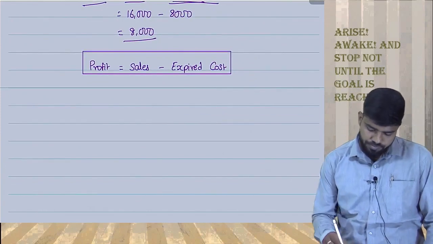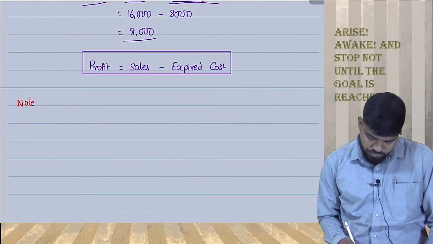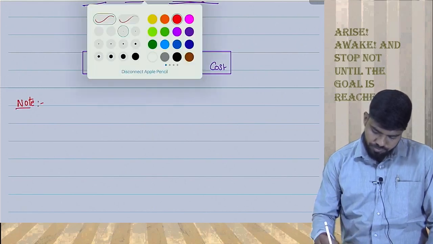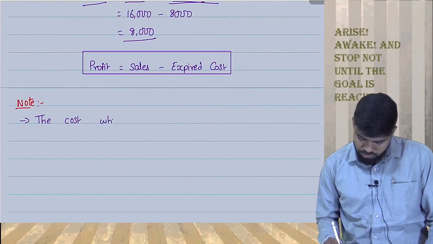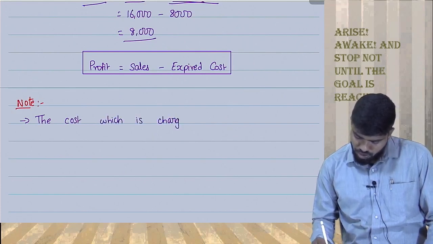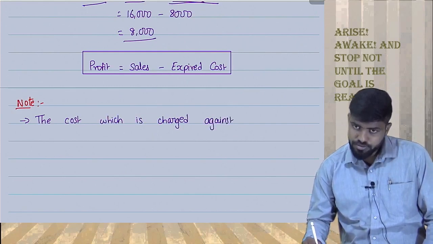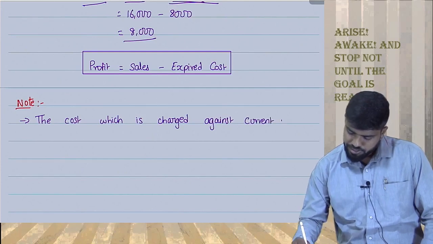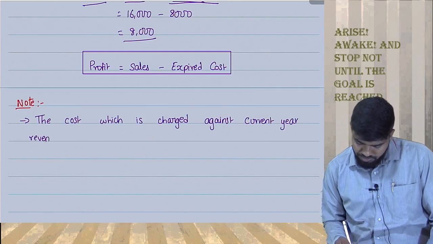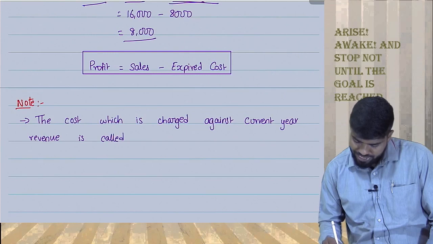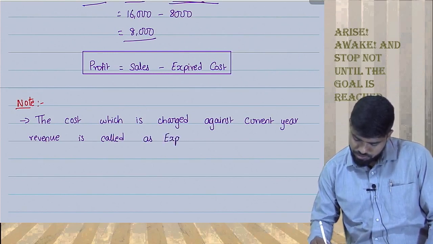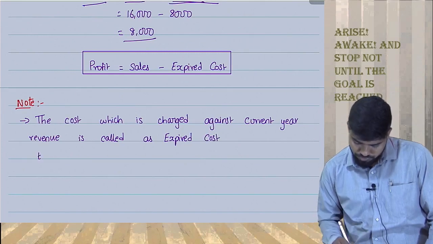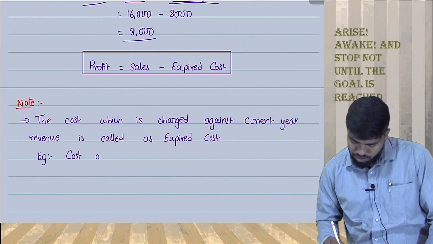Okay, another note. Point 1: the cost which is charged against current year revenue is called expired cost. Example: cost of goods sold.